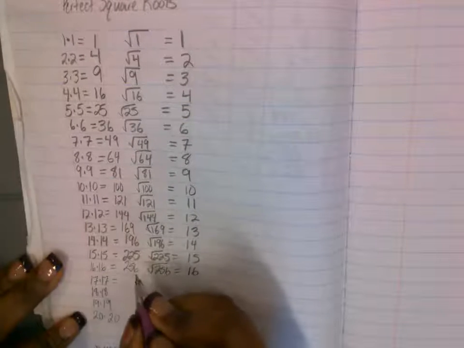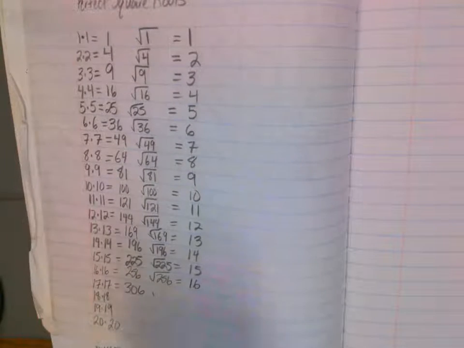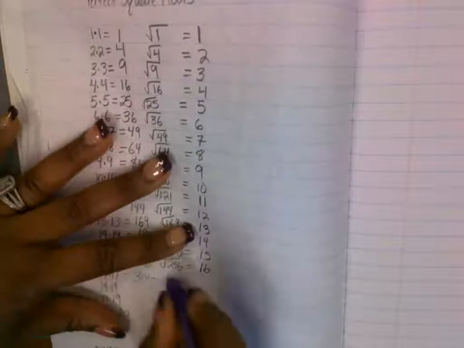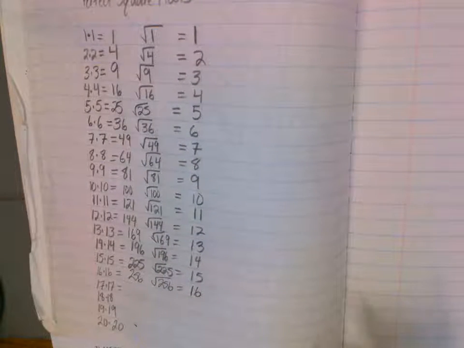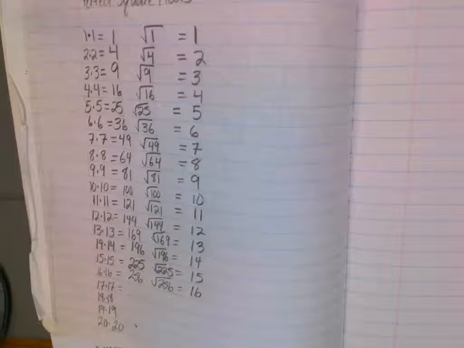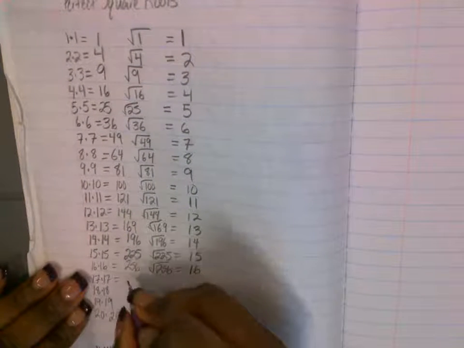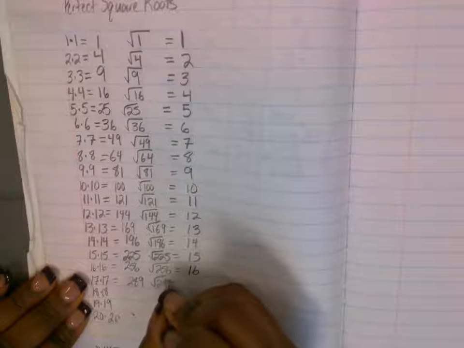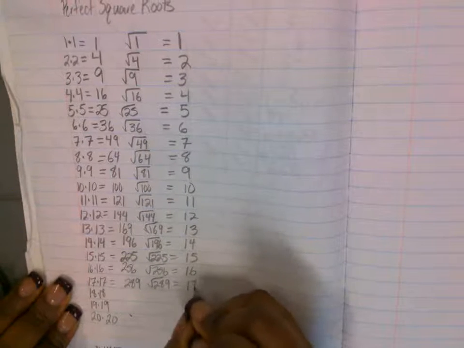Say again, babe. I couldn't hear you. I'm sorry. 306. Okay. No, that's not right. Type it in. Come on, y'all. I'll pause for you. 289. Okay. The square root of 289 is equal to 17.